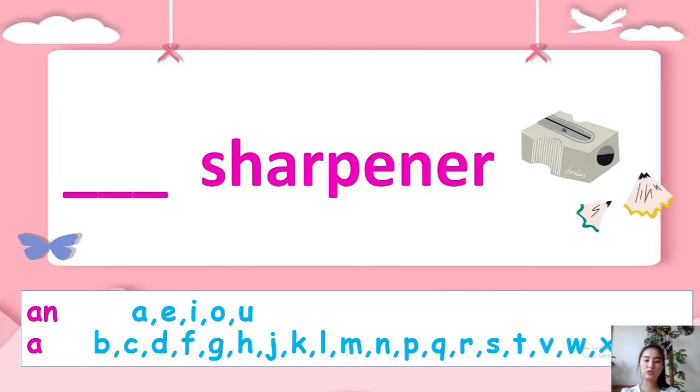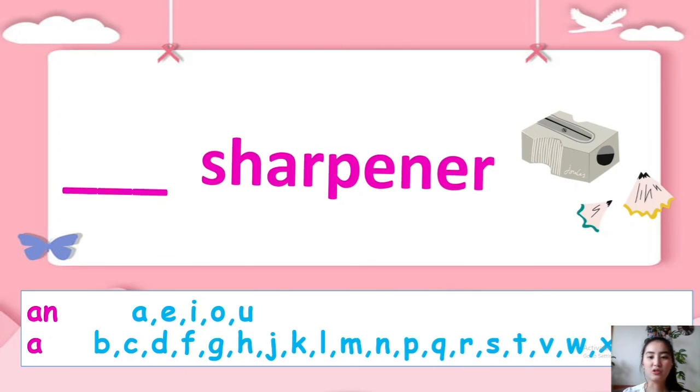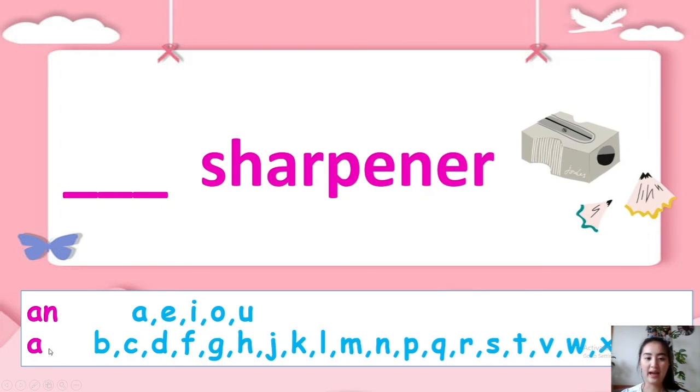Okay, how about this one? Blank sharpener. So what is the answer? An or a? The answer is a because sharpener starts with letter S. Letter S. Here it is. So we need to use the article a.